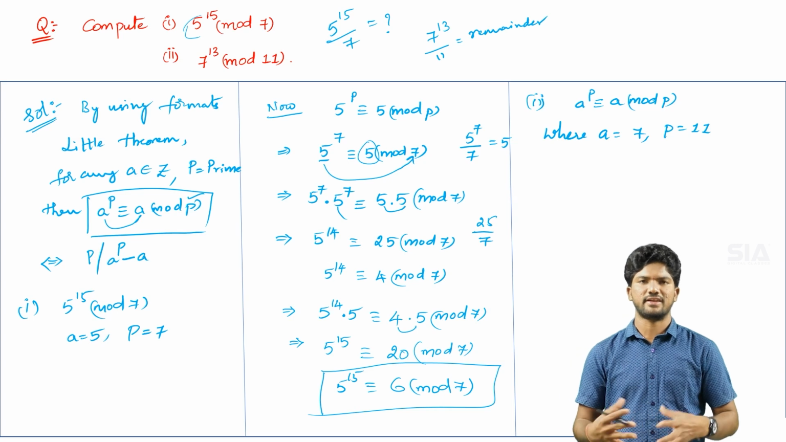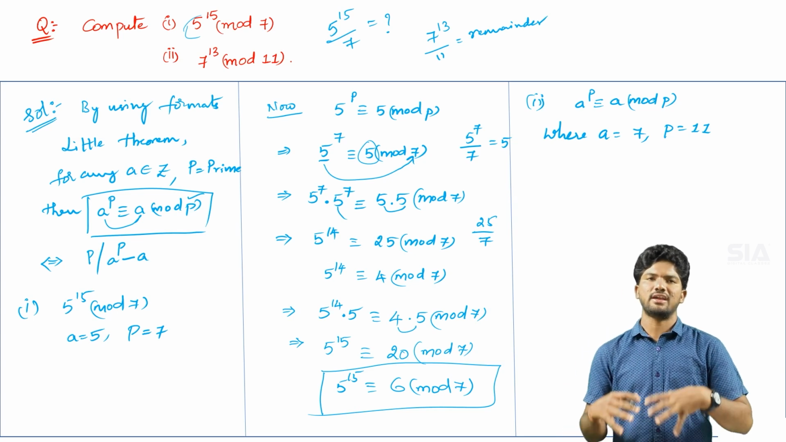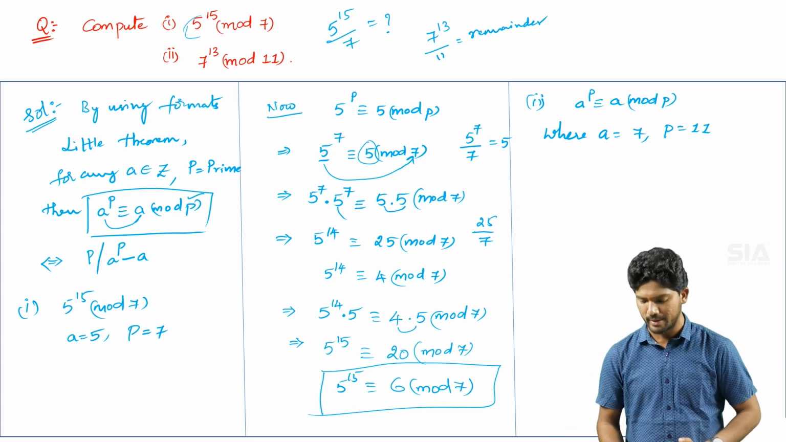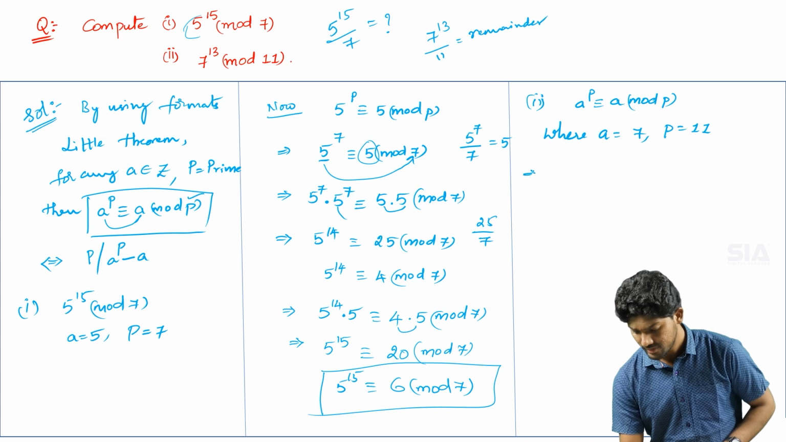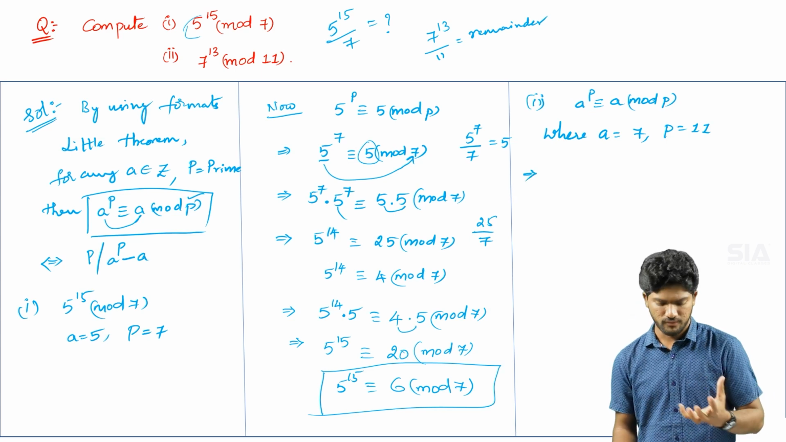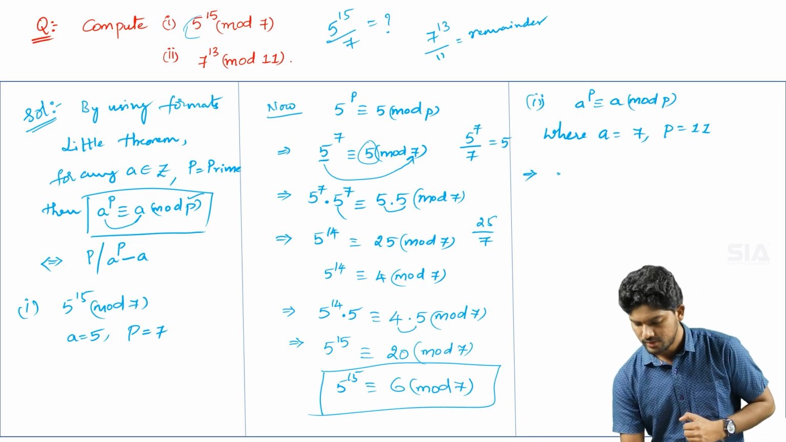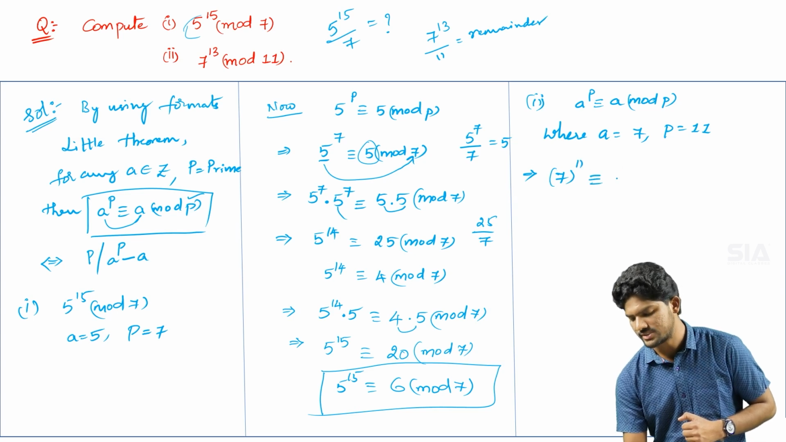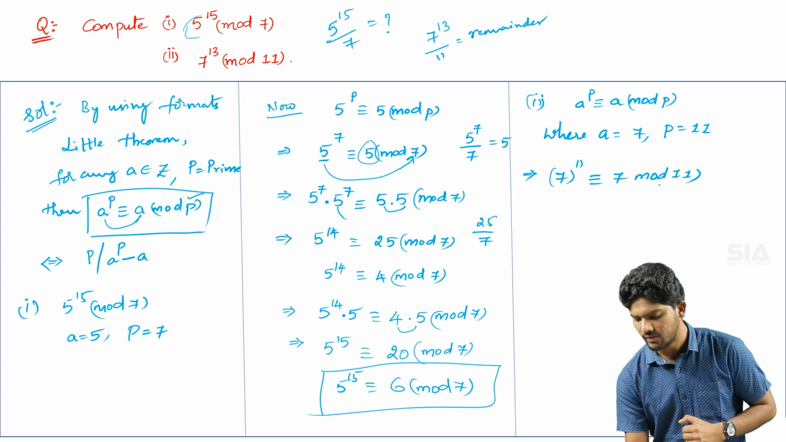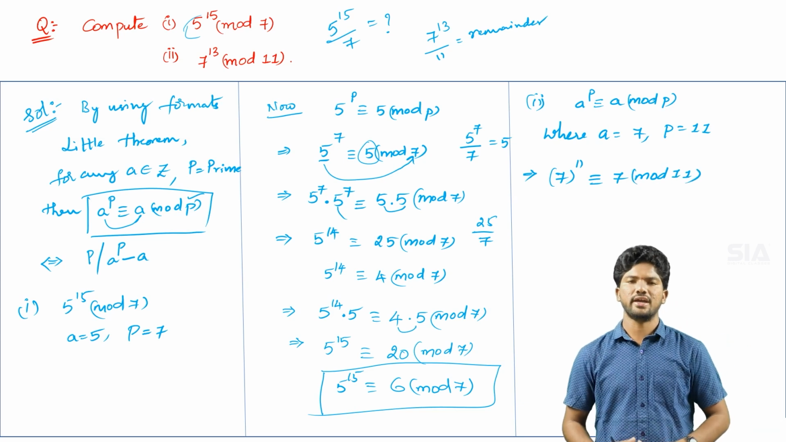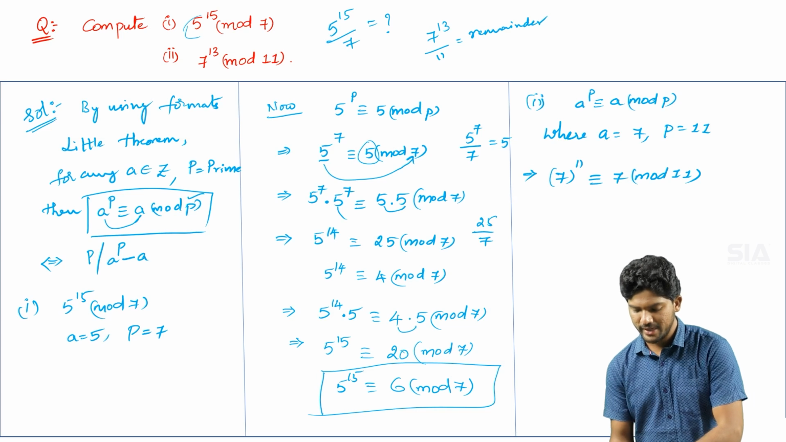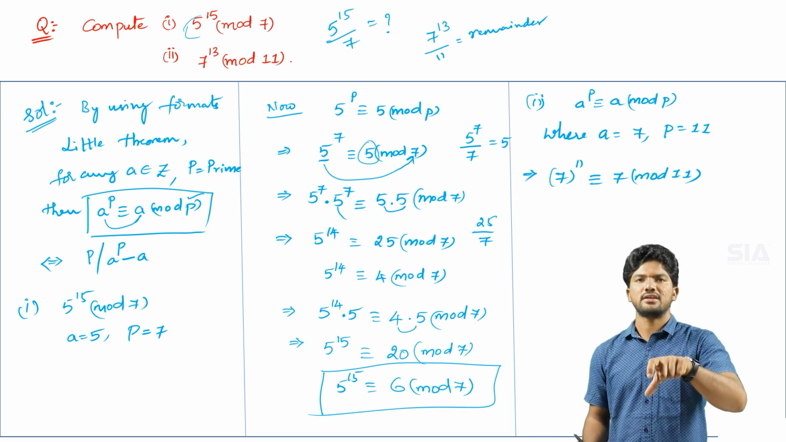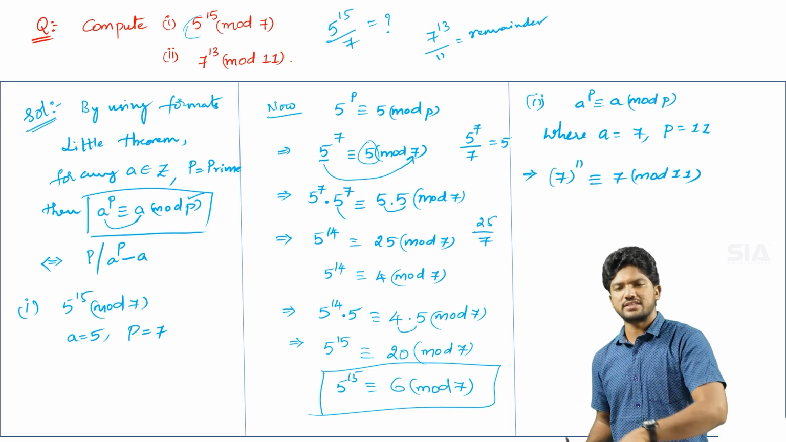The a value 7, 7 is a prime number, and the p value 11, 11 is also a prime number. Now by applying Fermat's little theorem, 7^11 is congruent to 7 modulo 11. Don't get confused while substituting the values, where small a is equal to 7 and p is equal to 11. That means whenever 7^11 is divided by 11, 7 is the remainder.